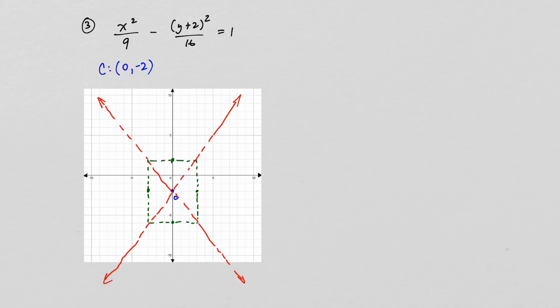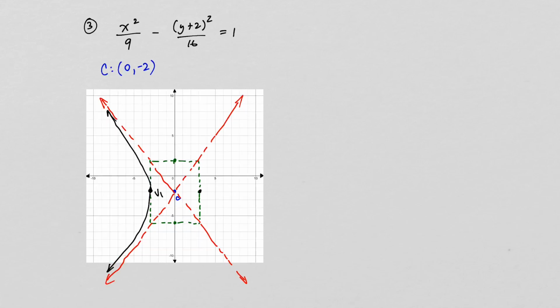So there's our asymptotes. And again, because x is first now, this is going to be a hyperbola opening to the left and to the right. And so we'll have a vertex here, opening this way. And we'll have a vertex here, opening this way. And that is all there is to it.